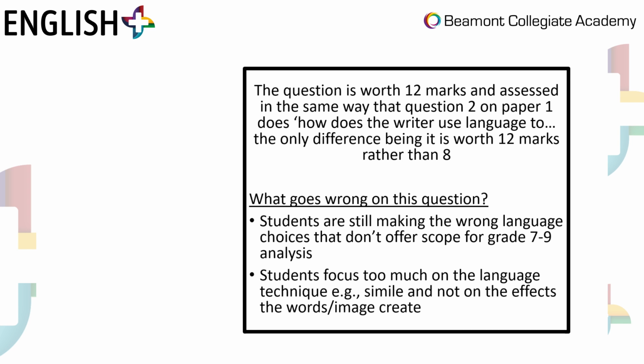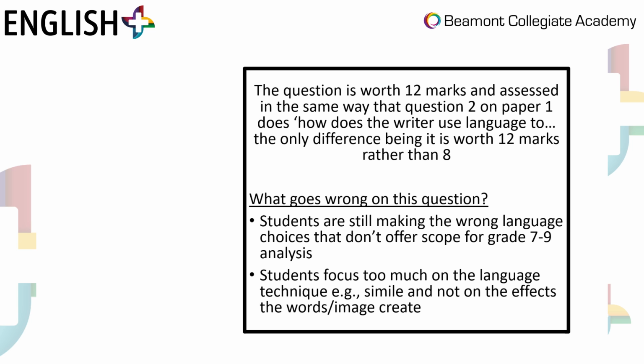So, what goes wrong on this question? Well, there's two main ways that you can get this wrong. Probably the biggest mistake is students making the wrong language choices that don't offer scope for grades 7 to 9. When I say wrong, I don't mean they're wrong in the sense that the mark scheme says they're wrong. It's the judgment that you're making.